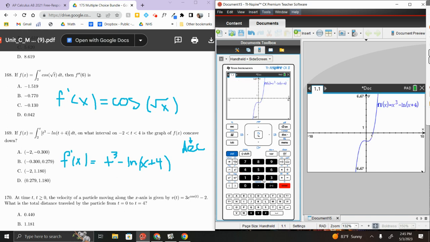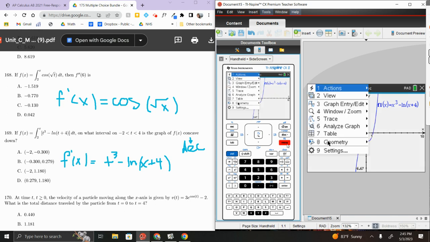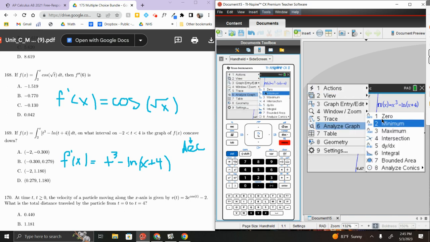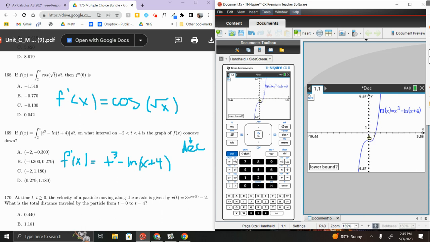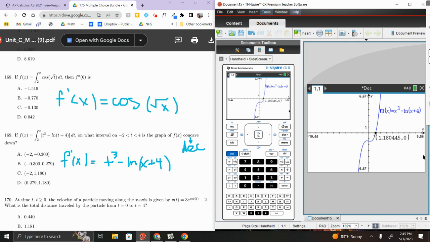And then if I want to know the interval where this is decreasing, again, I'm just going to find this 0. So menu, analyze graph, 0. And we should get 1.180. So it's going to be decreasing to the left of that because it's negative. So from negative 2 up to 1.180, which would be C.